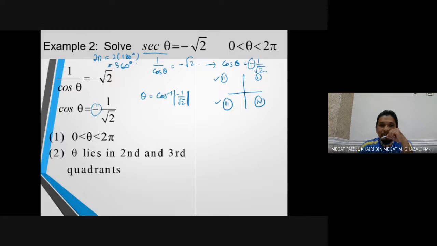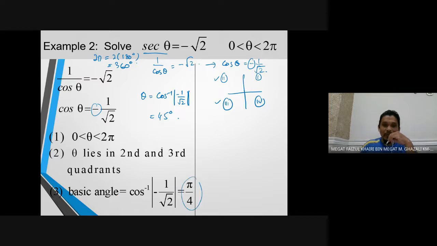What is the value of this? Arc cos of, okay, negative, when there is an absolute value it becomes positive. So 1 over square root of 2, which is 45. There you go. Okay, so 45 is also pi over 4, which is 180 degrees divided by 4 equal to 45. So pi over 4.